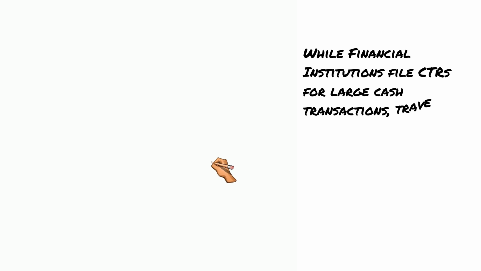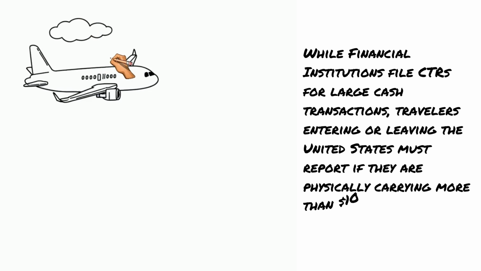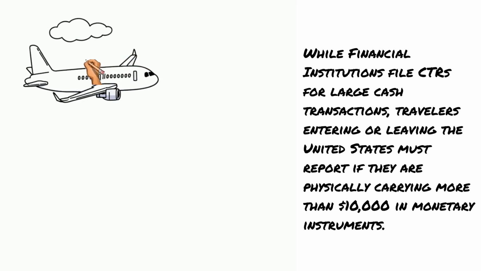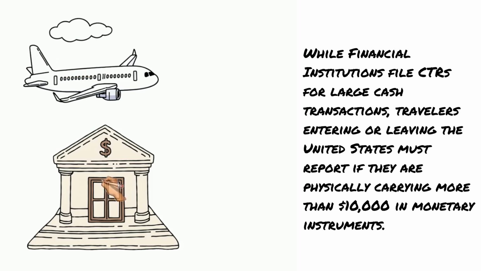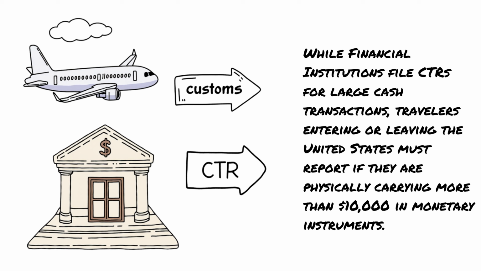After the attacks of September 11, 2001, reporting requirements became even more important. The USA Patriot Act strengthened anti-money laundering laws and expanded monitoring requirements to detect terrorist financing.